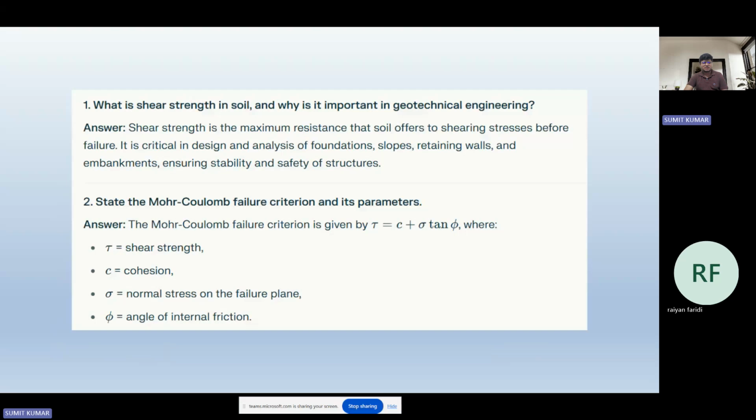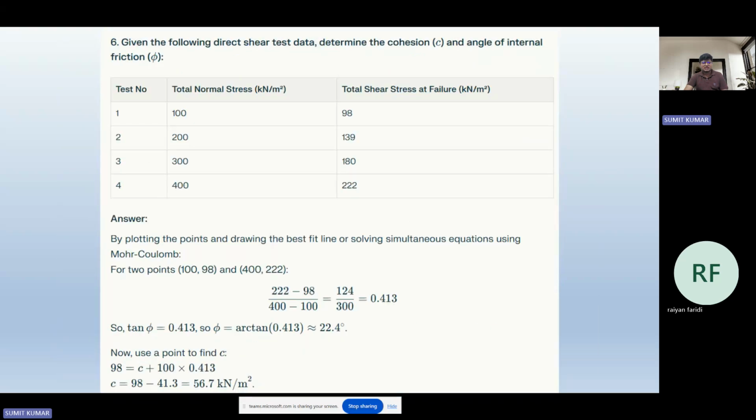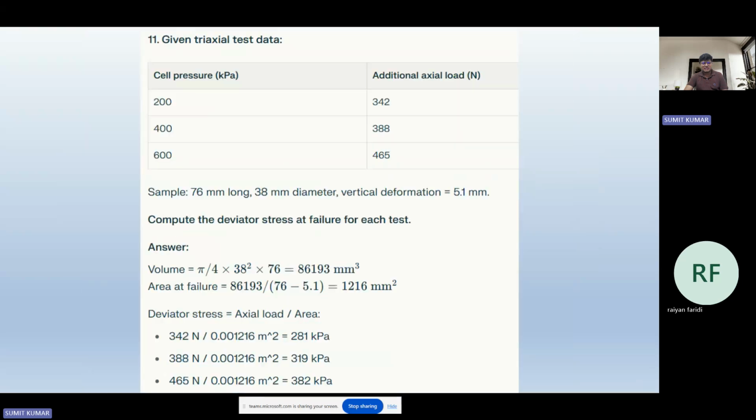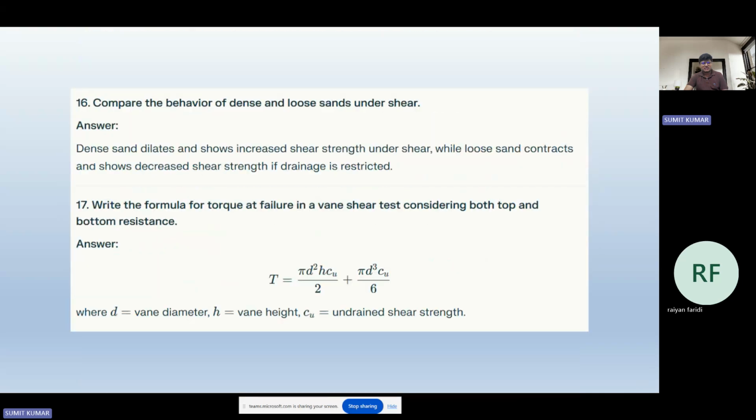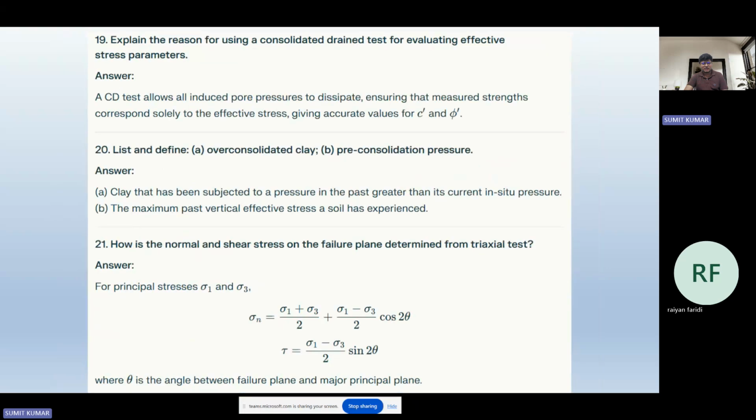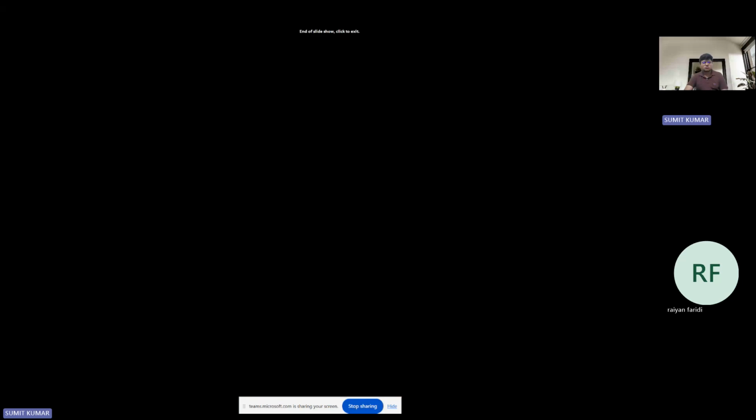Additionally, I have kept some more problems for you. Just read these questions and answer them, and it will give you better insight into your understanding of the topic. Over here also there are 25 questions. I will share this PDF with you. Please read these questions and solve them by yourself. Theoretical as well as some numerical problems are mentioned over here. So I request everyone to go ahead with that PPT and try to solve those problems, and that will be much beneficial for all of you.